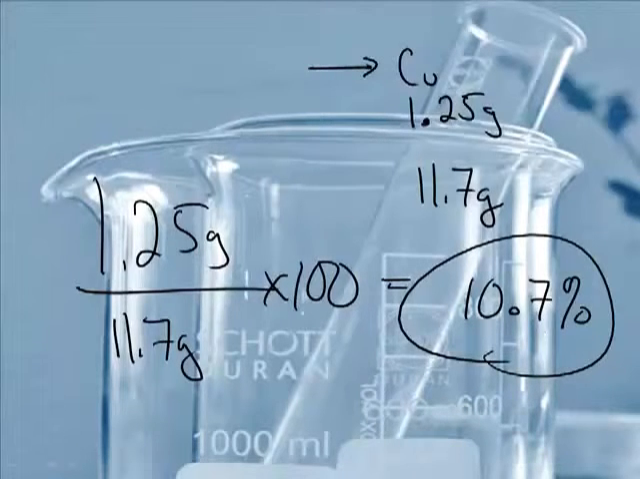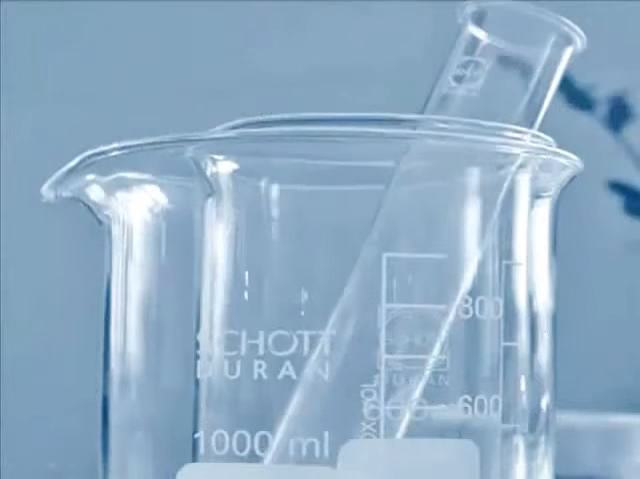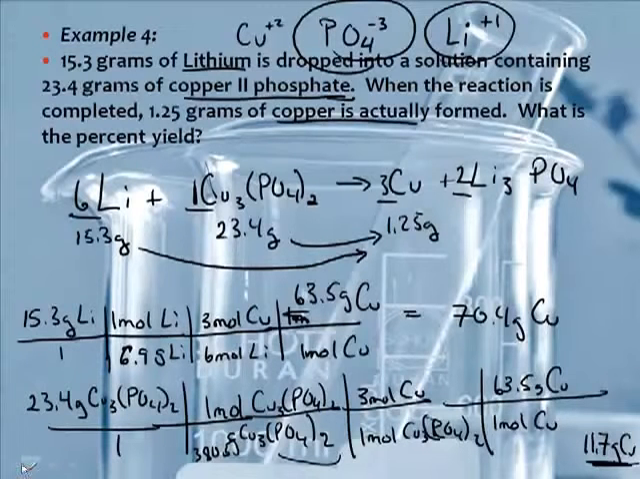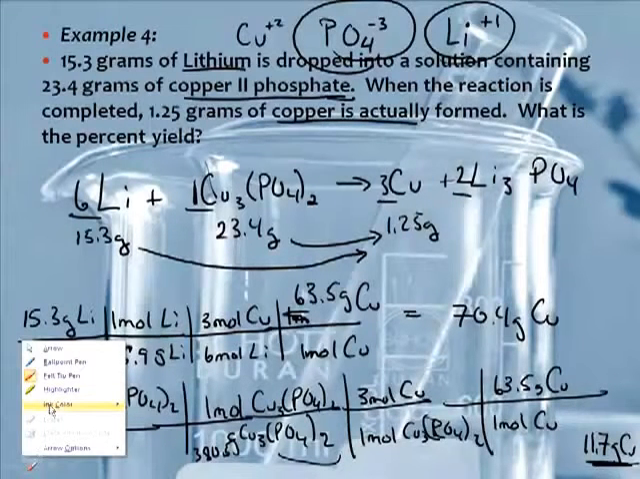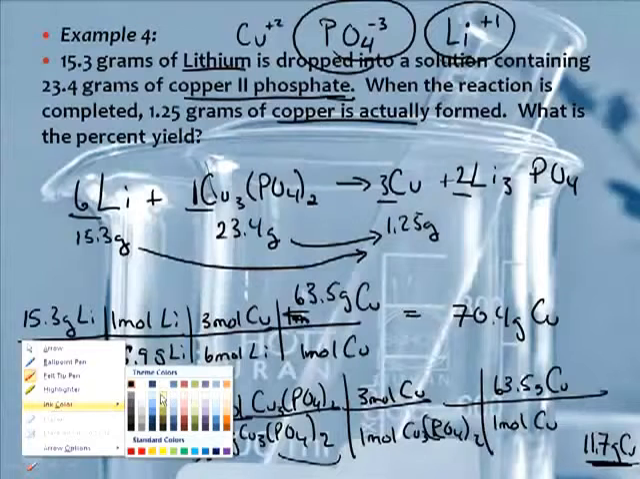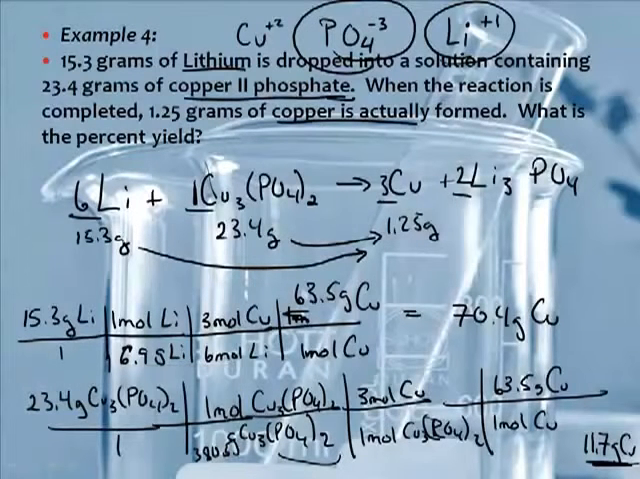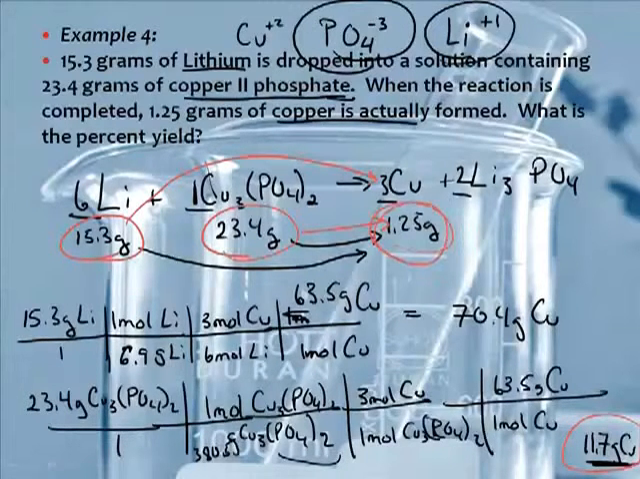So if you can do these 2 problems, let's go back and do a quick review. Let me change the color of the pen, I think it will highlight better. Let's go red. You're going to convert the grams of a reactant, like the lithium, to the grams of the product. If you've got 2 of them, you have to do both. The lowest one turned out to be the 11.7. Then you take the amount that you actually got, divide it by the amount that you expected, and multiply by 100. That's how you do percent yield problems.